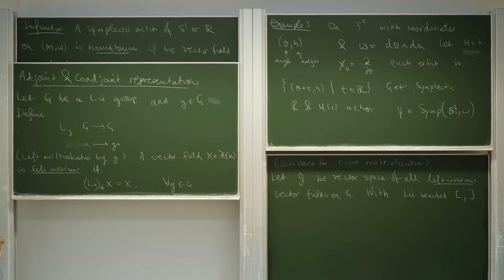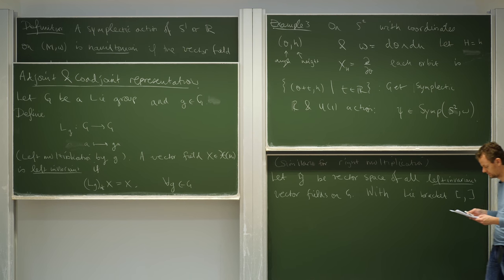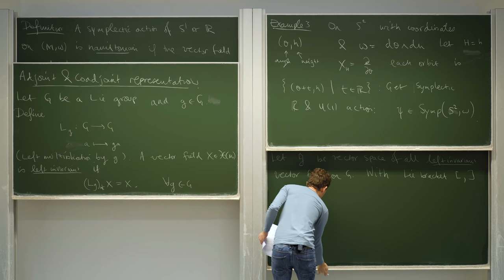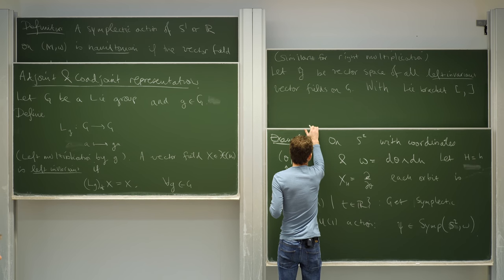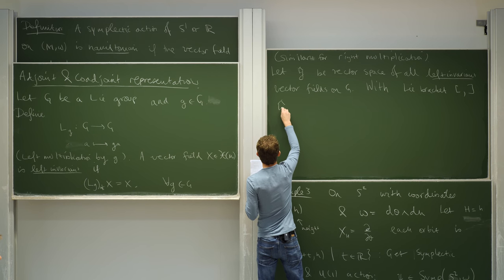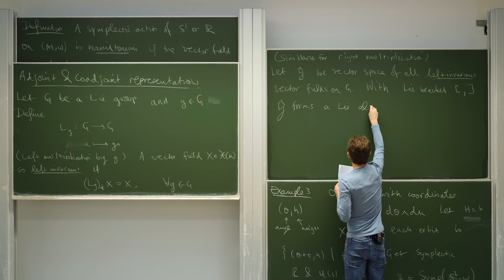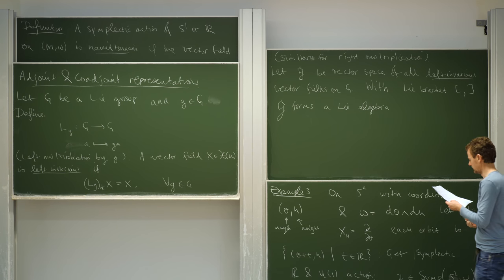So with the Lie bracket, we learn an even more remarkable fact, namely that if you take two left invariant vector fields and form their Lie bracket, you get another one. And that's a consequence of something we've noted earlier for the Lie bracket. And that means that our vector space is actually a Lie algebra. It closes under the Lie bracket.